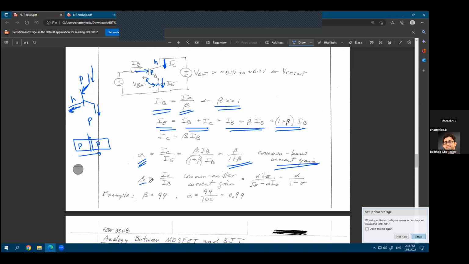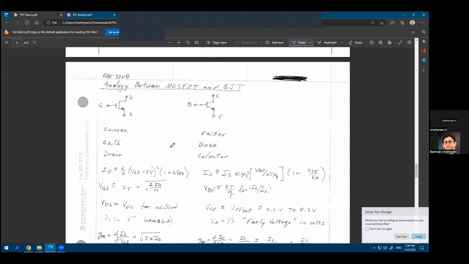Whereas beta is basically called the common emitter current gain. So common emitter is analogous to your common source configuration in a MOSFET. Right? Emitter is analogous to source. So common emitter is basically your common source. If you just draw an analogy, it's not exactly the same thing, but you can sort of visualize a lot of things if you remember what is common source, and you can visualize how common emitter would look if you just have that idea of common source in mind. Okay, so that's what we have here.